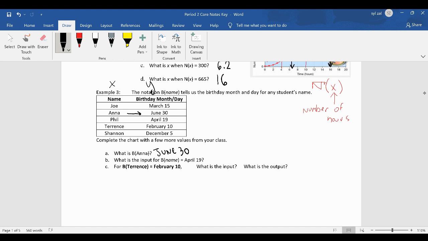We are asked what is the input for the birthday of April 19th. We look over here and it looks like the birthday of April 19th belongs to Phil. Now here it says for b of Terrence, we get February 10th. So what is the input and what's the output? Pause the video and explain that. Really quick, write down for yourself which one is the input and which one is the output. Very good. So the input is Terrence. We get Terrence as our name, and then what comes out is his birthday, which is February 10th.